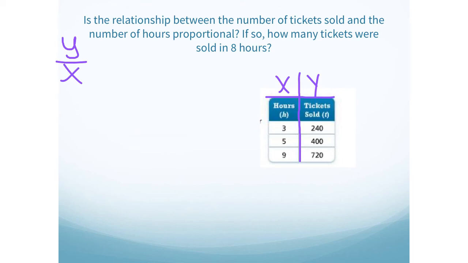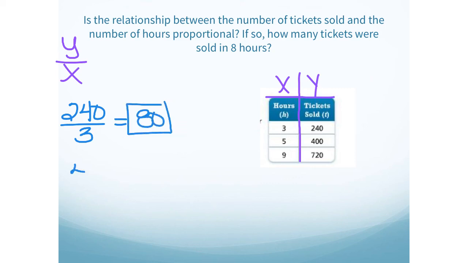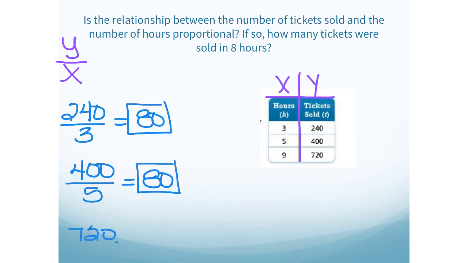Let's try our first pair. 240 tickets sold in 3 hours. Divide it, and we get 80. Our next pair, 400 tickets sold over 5 hours. Divides to 80. Our last pair, 720 tickets sold in 9 hours. That also divides into 80. So our table is proportional.